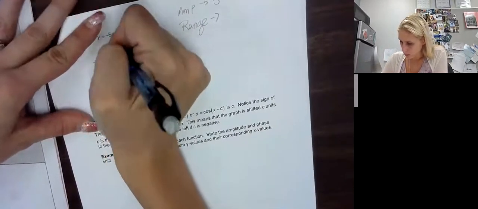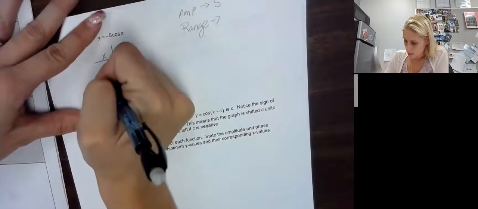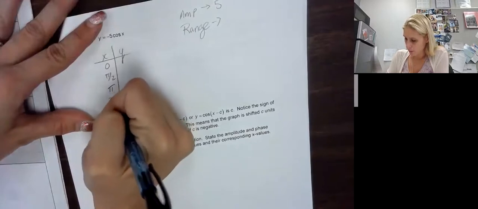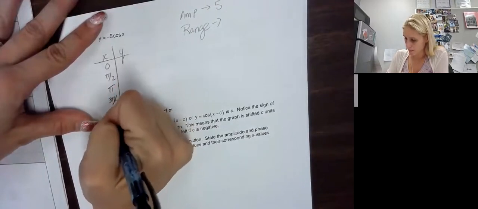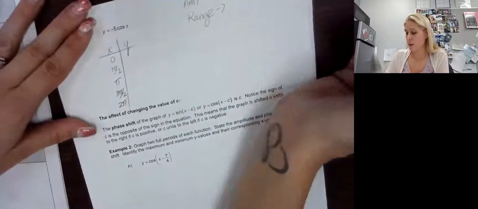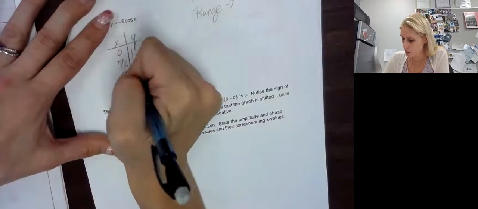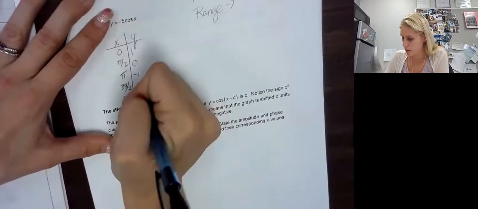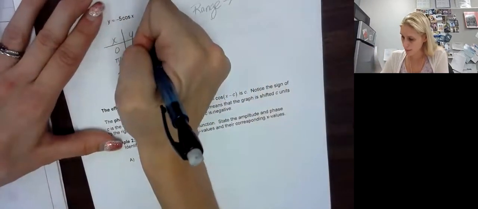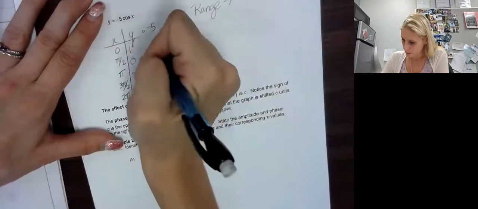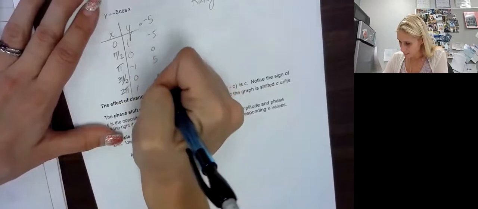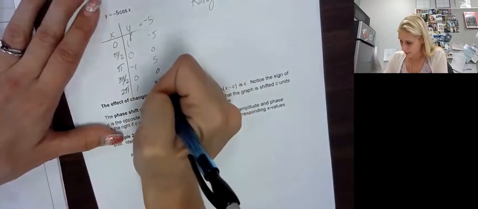So x, y, 0, pi over 2, pi, 3 pi over 2, and 2 pi. Okay, for cosine, make sure you get the parent function right, because this is cosine, so it's 1, 0, -1, 0, 1. We're multiplying the outside there, so we're multiplying by -5. So we get -5, 0, 5, 0, -5.